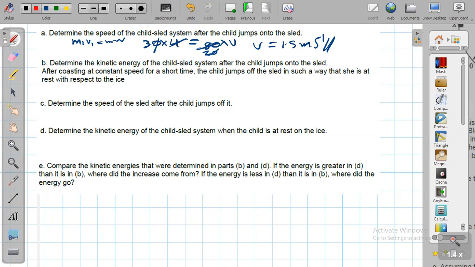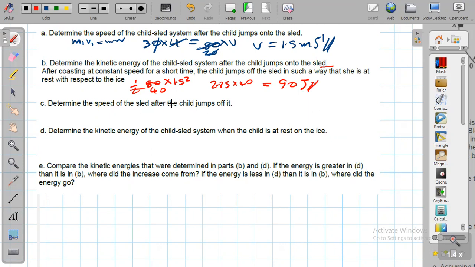Right, this is the question. Half times m, 80 times 1.5 squared. Half of 80 is 40, and 1.5 squared is 2.25, times 40, which is 90 joule.